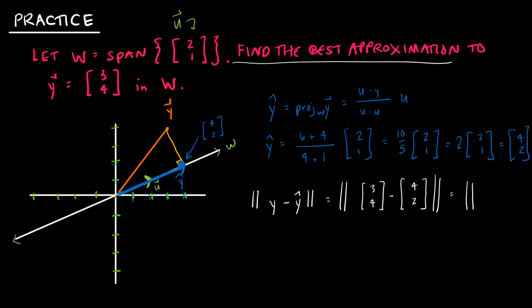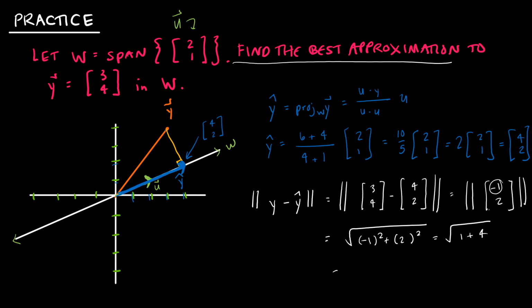So I'm finding the distance: 3 minus 4 is negative 1, 4 minus 2 is 2. And if you'll recall, how we found the distance is we just took the dot product of that vector by itself. So the square root of negative 1 squared plus 2 squared, which means 1 plus 4, which means my error is radical 5. So that is the distance, which is the error, which is the magnitude. You might see it referred to as any of those things.